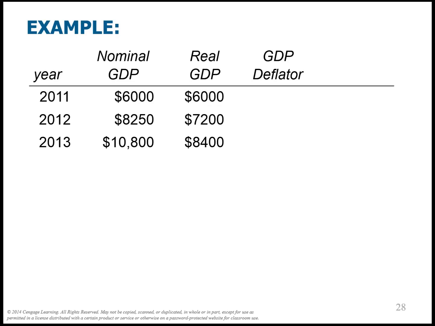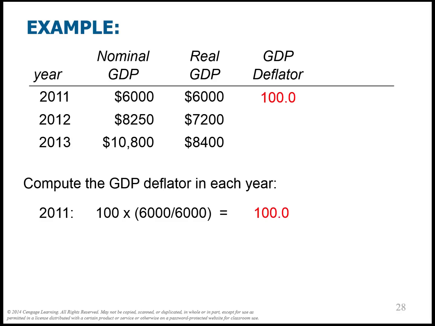Let me give you an example. If I calculate the GDP deflator for 2011, it's going to be nominal GDP over real GDP. Well, they're the same because we're using the base year of 2011. So the GDP deflator is going to be 100, meaning there's no change due to inflation that year.